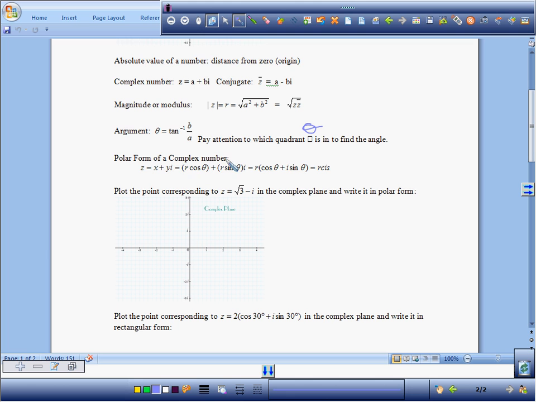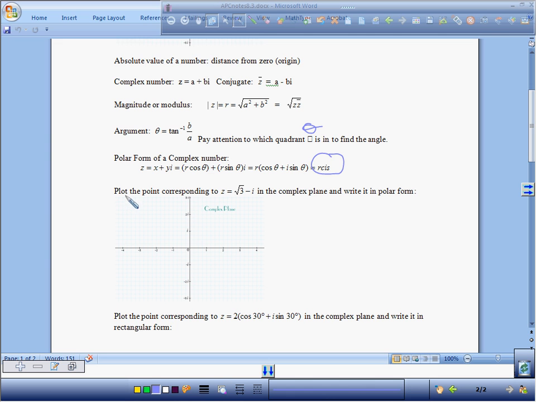The polar form of a complex number looks like this. z equals x plus yi, which is r cosine theta plus r sine theta i. So this actually gives you x, just like it does with polar coordinates, and this gives you y. You could pull that r outside. Sometimes this is known as r cis, but I don't think this is in your book, so you don't really have to worry about that.